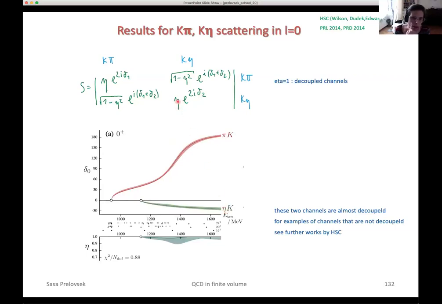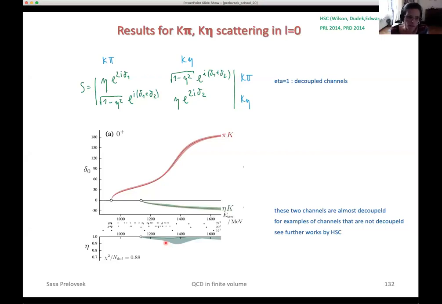And then there is a third parameter, eta, which is one if the channels are decoupled. You see in this particular channel, this is almost equal to one. So in this particular channel, channels are almost decoupled. So maybe it would be fine to treat them as decoupled, but they didn't. They have further studies of some channels that are not nearly decoupled. They studied several systems where channels do couple strongly and eta is not equal to one. So that's it. Is there some question here? No, this is becoming complicated. I'm trying to simplify as much as possible.